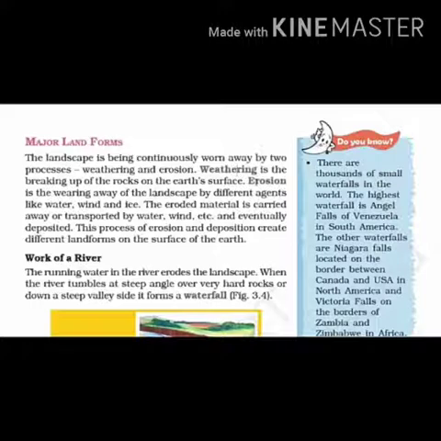Then comes erosion. Erosion is the wearing away of the landscape by different agents like water, wind and ice. Water takes away a lot of the soil and deposits it from one place to another. Wind blows away all the sand from one place to another. Ice takes away the entire soil with it. Once it starts melting, it turns into water and takes away the entire soil of that place. The eroded material is carried away or transported by water, wind, etc. and eventually deposited. So now we understand the meaning of erosion and deposition.